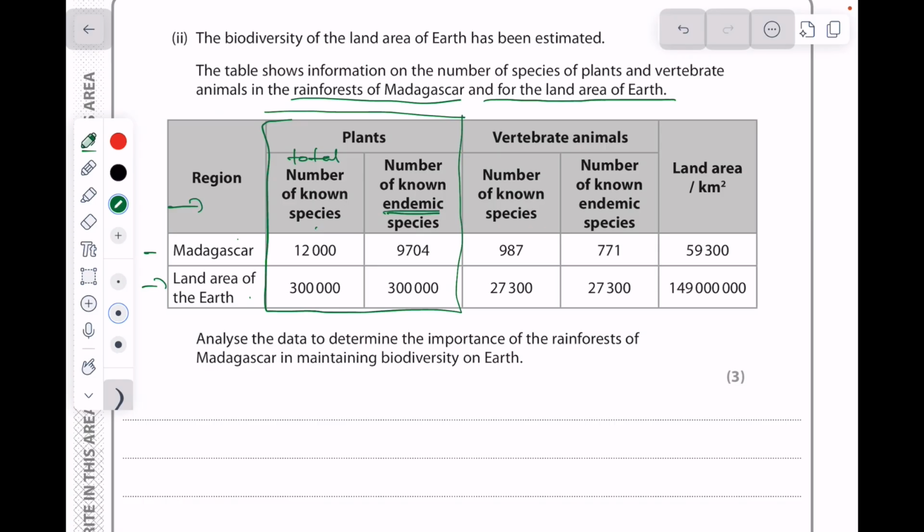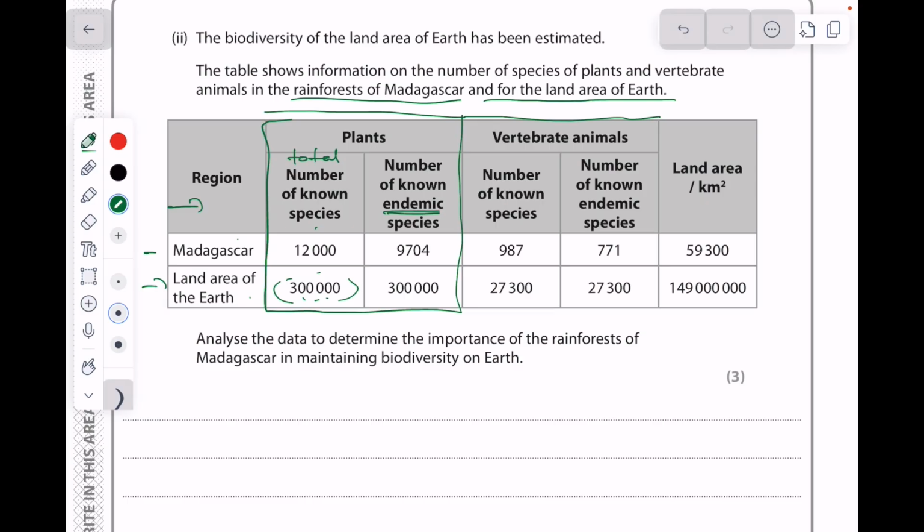Okay. Right, land area of Earth, number of known species is 300,000. Number of known endemic species is also 300,000. It's kind of weird. Number of known endemic species. Oh, okay, right. Land area of Earth. So this is the total. Total known species. What? It's not quite making sense. I'm not understanding that properly, I think.